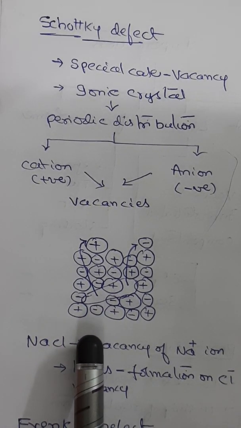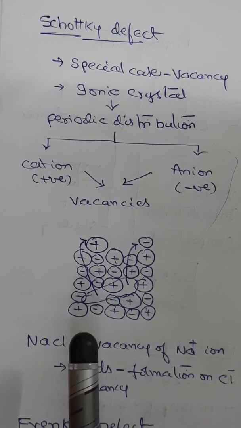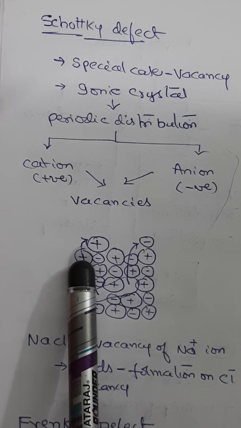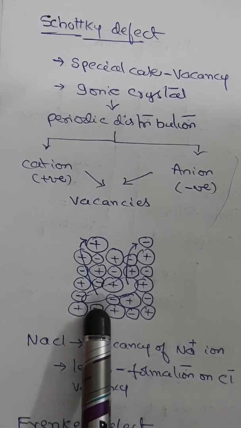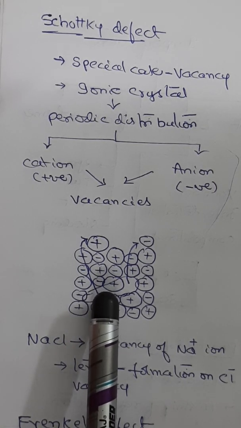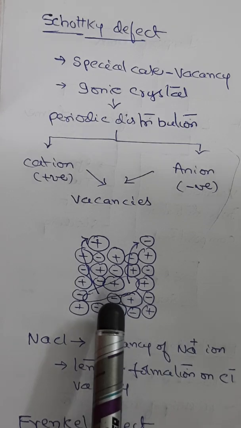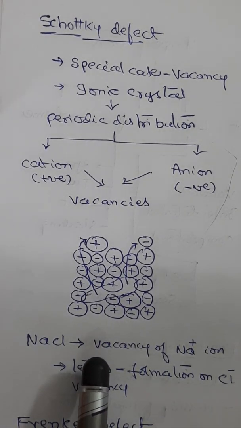The best example for this is sodium chloride. If you take a sodium chloride crystal, each vacancy of a sodium ion tends to result in the formation of one chloride ion vacancy. Similarly, in magnesium chloride, the magnesium ion is doubly charged, so each vacancy at a magnesium site is compensated by two anion vacancies in the chloride sites. This is what you need to know about Schottky defect.